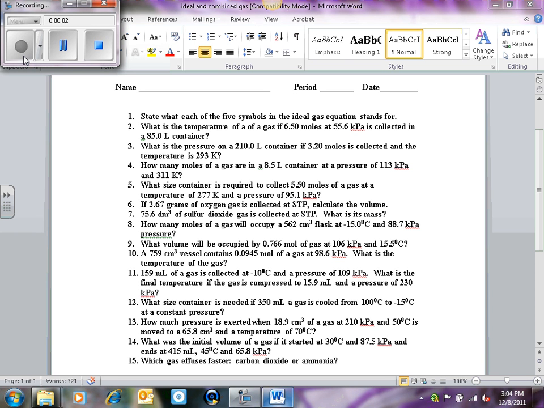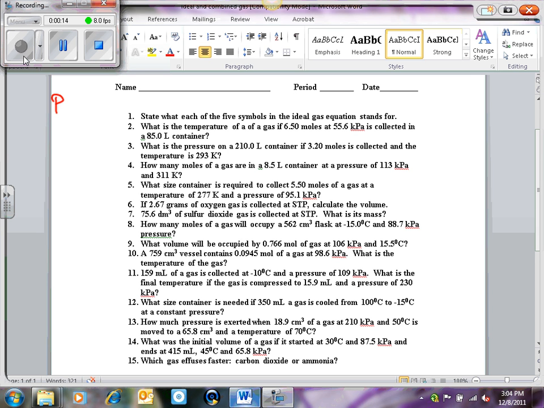Now we're going to take a look at what happens with ideal gases. It's really hard when you see a bunch of problems like this to figure out which law to use. Do I use combined gas? Do I use ideal gases? Remember, start all these problems in the same way: P1, V1, T1, P2, V2, T2. Okay, let's just see what you have.